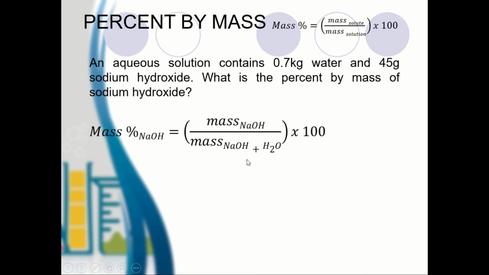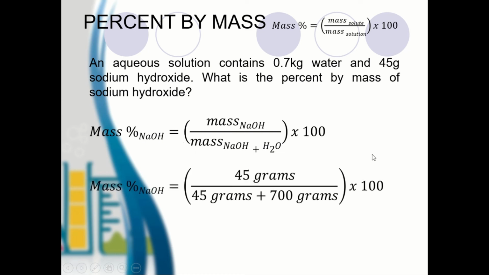So that means, dito, kailangan natin pagsamahin yung mass ng ating sodium hydroxide, which is the solute, and yung mass ng water, which is the solvent, in order for us to determine the mass of the solution. Next, mass percent of sodium hydroxide will be equal to 45 grams divided by 45 grams plus, we have to convert kilogram to grams para maging pareho ang kanilang unit. It is up to you if you're going to convert kilograms to grams or grams to kilogram. The percent by mass will still be the same. So 45 grams plus 700 grams times 100. So mass percent of sodium hydroxide will be equal to 6.04%.